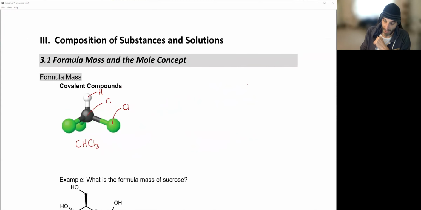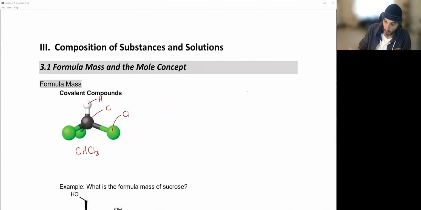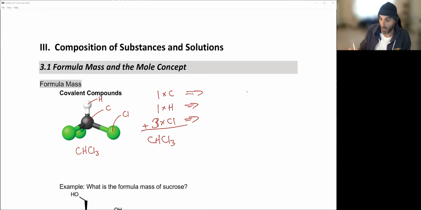Well, if we want to know the mass of this formula, what we're going to look at is, what are the masses of the individual parts? I have 1 carbon. I have 1 hydrogen. I have 1 chlorine. Or I'm sorry, I have 3 chlorines. So if we add those up all together, we're going to get our compound out. Now, we know the masses of these things because we have a periodic table. So on average, a carbon is going to weigh 12.01. So 1 times 12.01 AMU, atomic mass units.